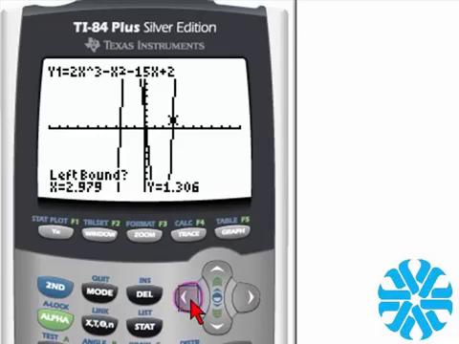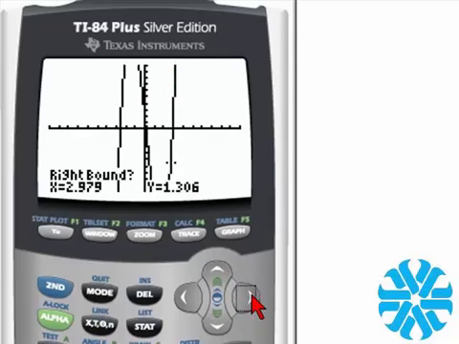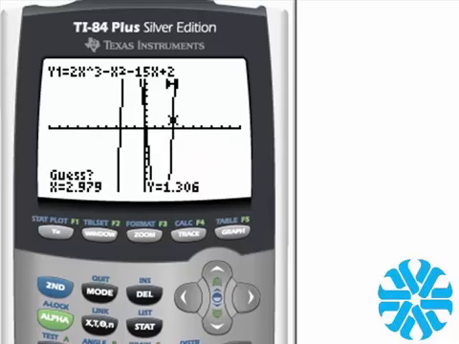Oops, so I went one too far. So there's the left bound. The cursor is to the left of that intersection point. So we'll select enter, and then you can see the little arrow it puts down, and then we will move a little bit to the right, and there it is. There's a sign change, so we can select enter, and then for guess we just select enter, and there we have it.